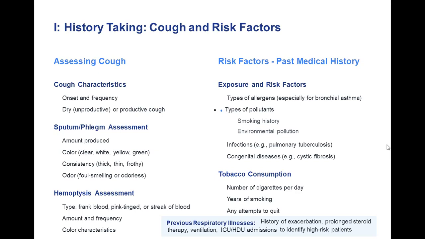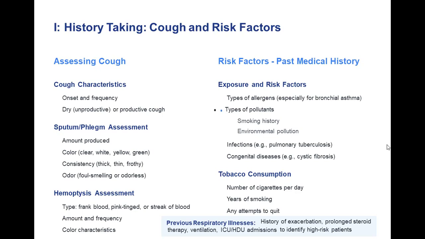First, identify exposure history. This includes specific allergens for asthmatic patients, types of pollutants, and general environmental pollution. Note a history of serious infections like pulmonary tuberculosis or congenital diseases like cystic fibrosis.